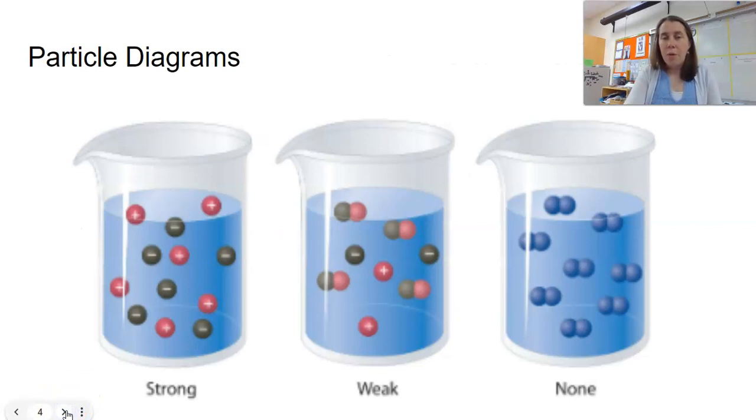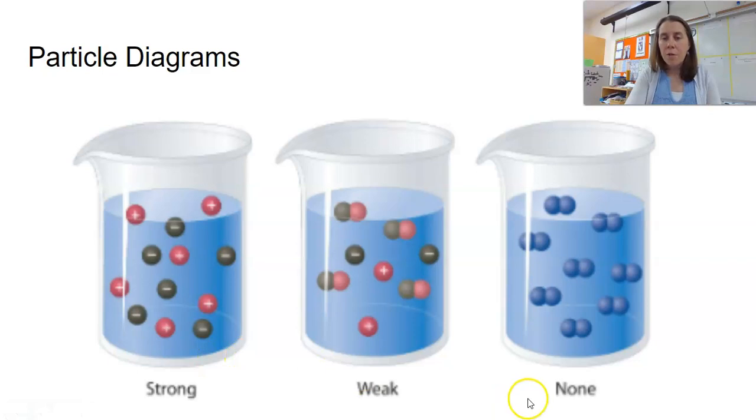All right, so for the particle diagram, I didn't put it on the previous slide just because of space, but strong electrolytes, if you were to be able to zoom in and look at the particles, so here I've not shown the water molecules, just the thing that we've dissolved. So this would be all positive and negative ions, all right? And it's important to note that there's going to have to be an equal number of positives and negatives, all right? We have to have a solution that's neutral overall, just like when we made ionic compounds before, we had to have them be neutral.